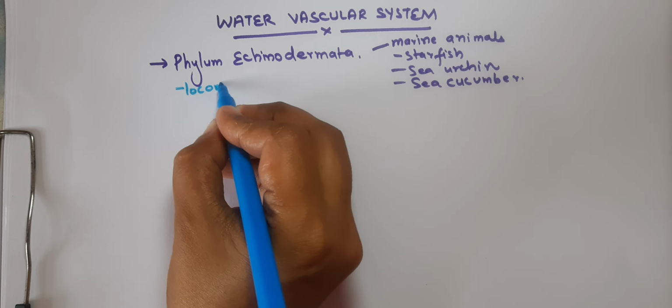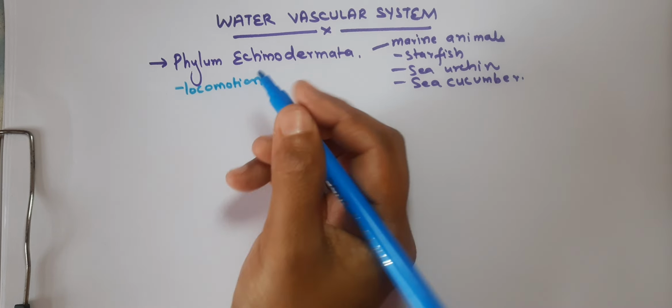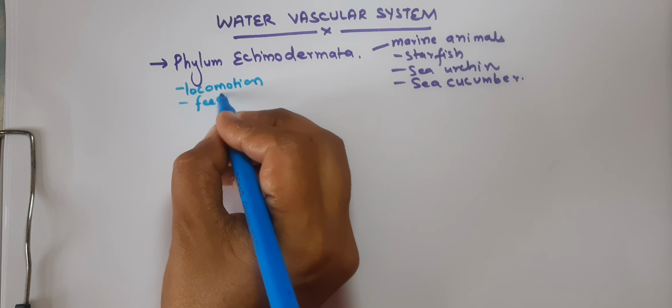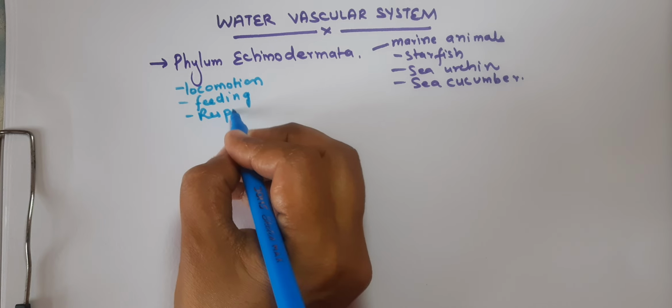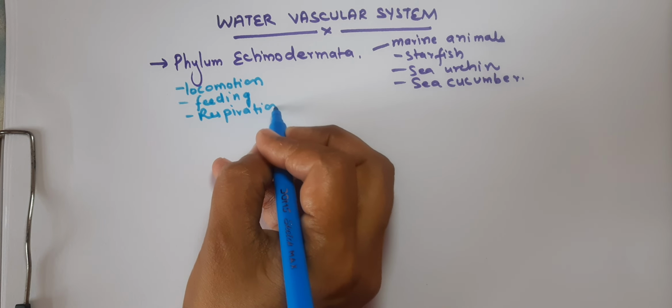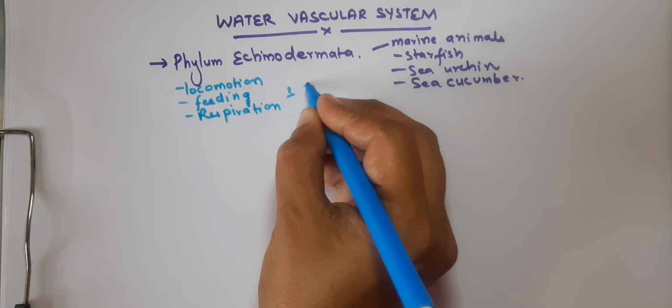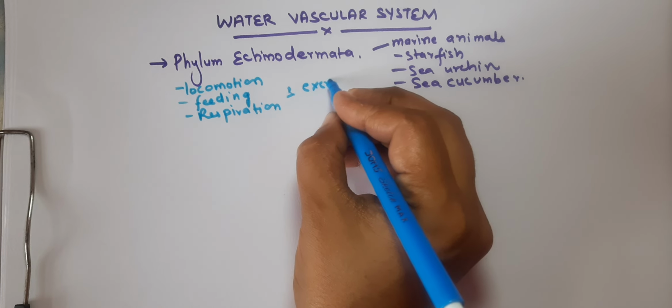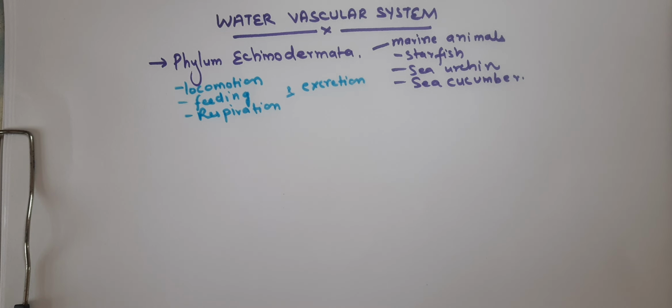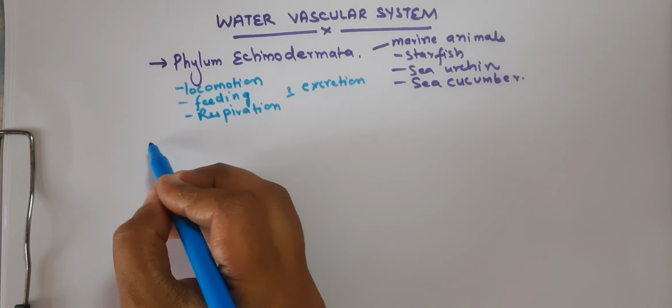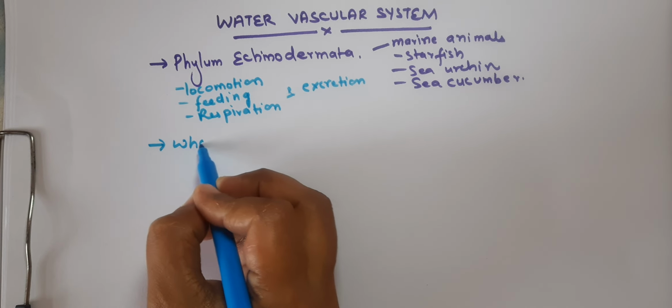locomotion, feeding, respiration, and excretion, that is the waste removal. So students, you have to first understand what a vascular system is. We will understand what it is.